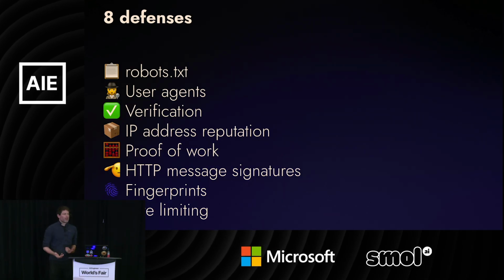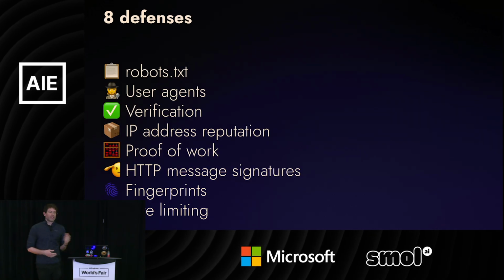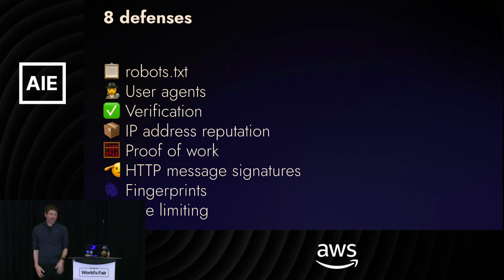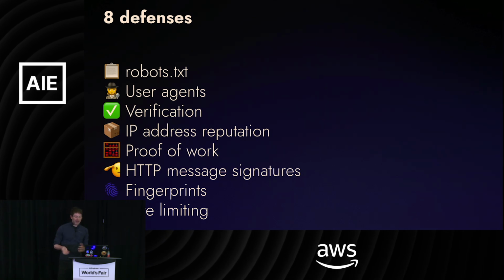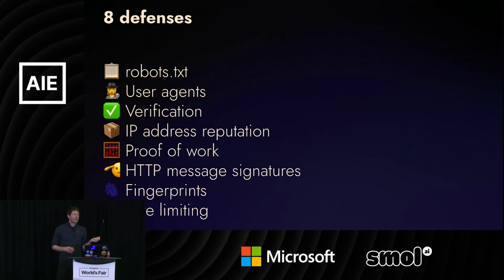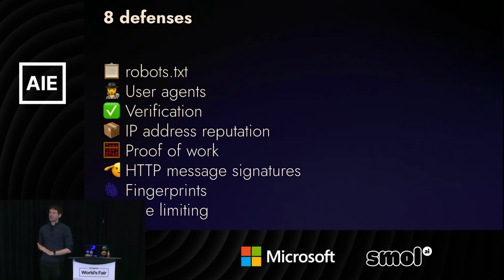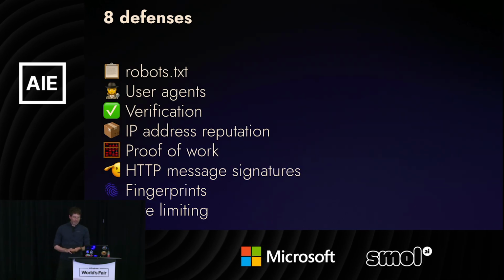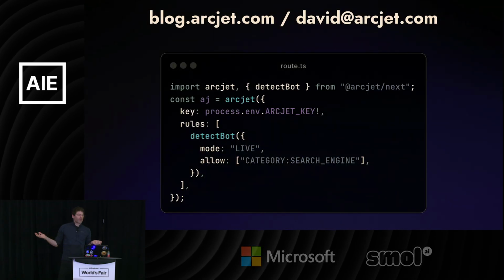But for the more popular ones, or sites with particularly interesting resources or things that people might want to buy lots of, or they're in restricted quantities, you need to go further, looking at IP reputation, setting up proof of work, considering these experimental HTTP signatures, and certainly the fingerprint side of things is where most people land in combination with the rate limits. You can implement all these yourselves in code. That's what we do at Arcjet.